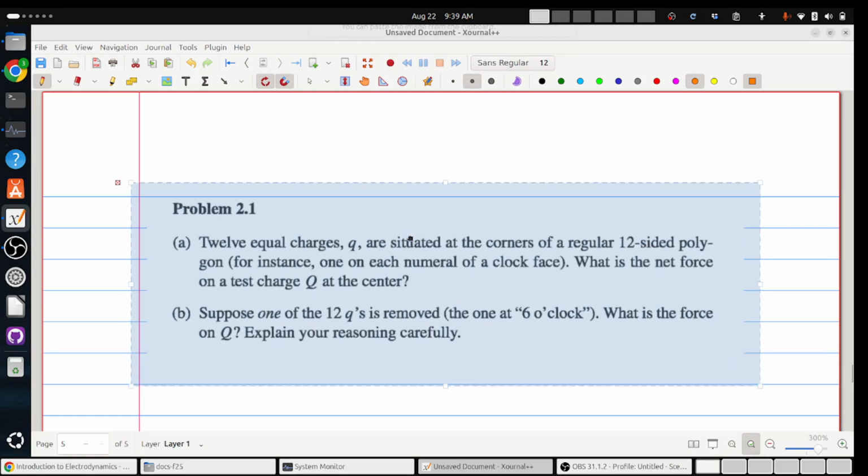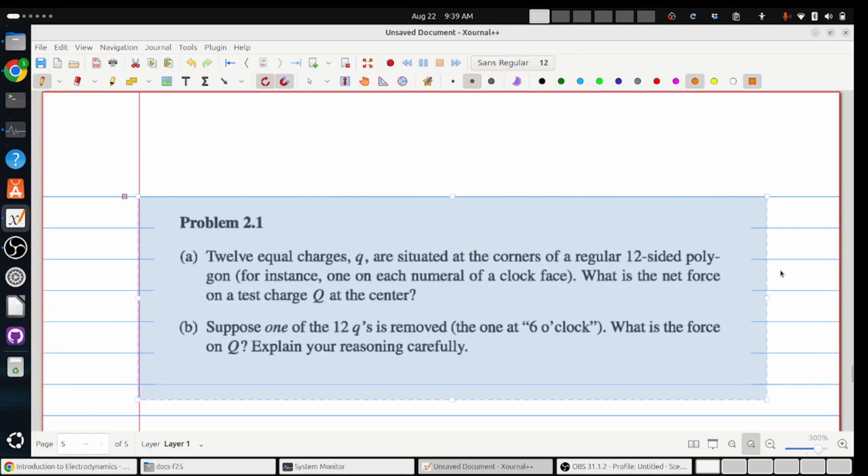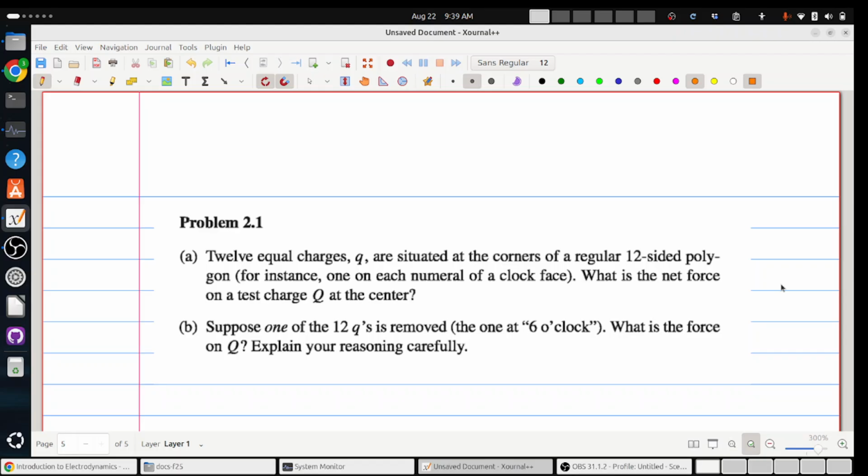And we're just going to talk about it conceptually first. And then I'll eventually give this one to you as a problem that you can work through. But when you start thinking about this, this is conceptually easier than it seems at first. Okay? So it talks about 12 equal charges situated at the corners of a regular 12-sided polygon. For example, one on each numeral of a clock face.